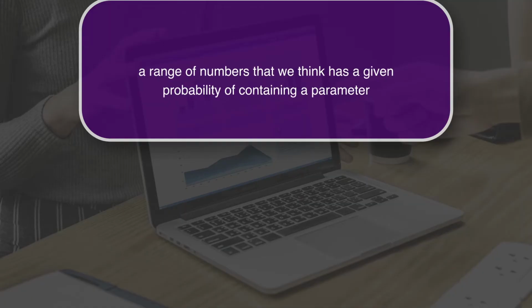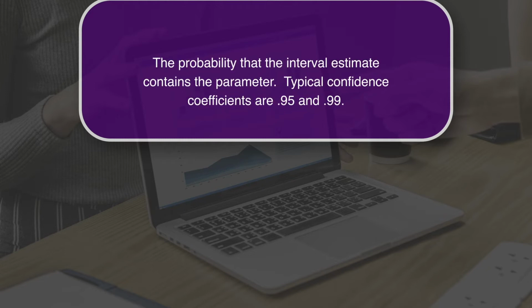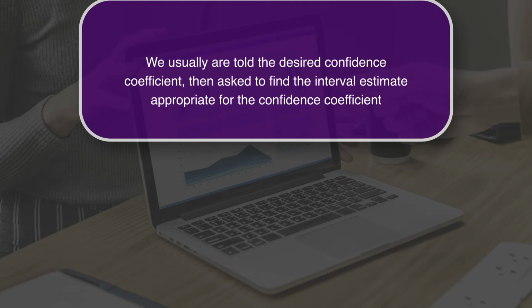If we go more into the depth of interval estimates, which is also called a confidence interval, it is a range of numbers that we think has a given probability of containing a parameter. The probability that the interval estimate contains the parameter, typically the confidence coefficients are 0.95 and 0.99. We usually are told the desired confidence coefficient, then asked to find the interval estimate appropriate for the confidence coefficient.